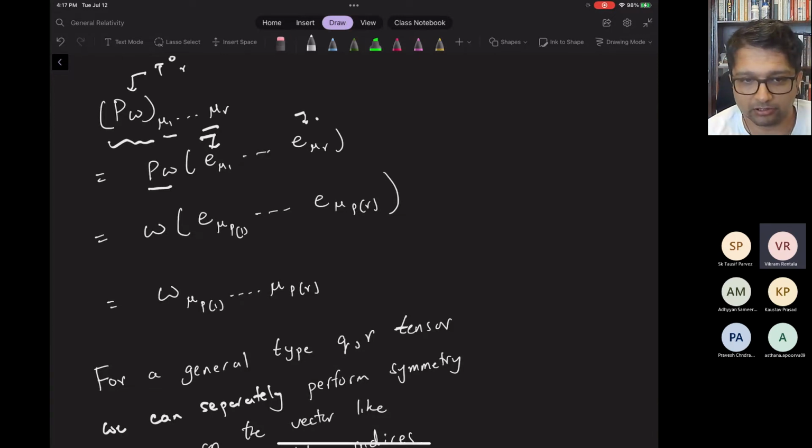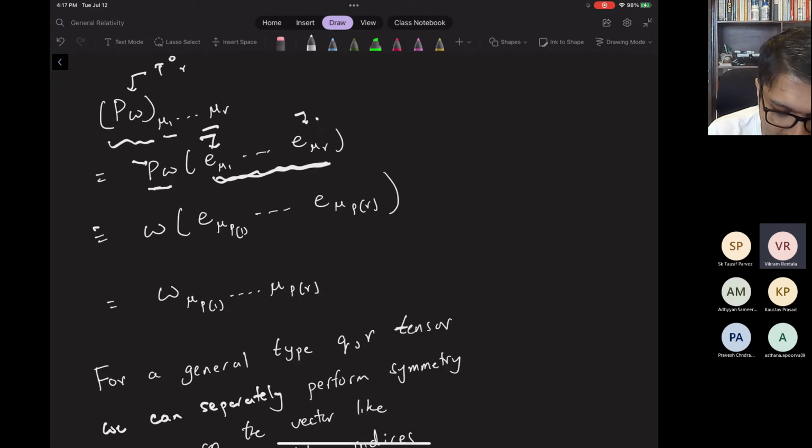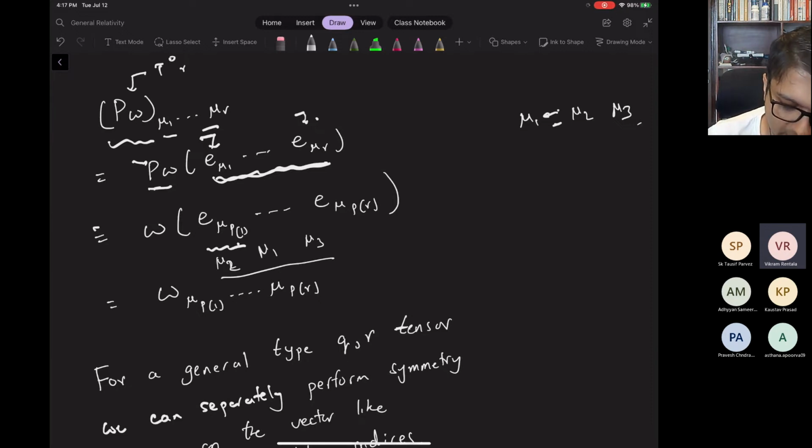By definition, this is equal to omega acting on a permutation of these objects. That permutation is defined by the choice of this P. So the permutation of these objects is e mu of P1 through e mu of PR. So for example, if originally I supplied mu1, mu2, mu3, and my permutation exchanges 2 and 1, now what I have is mu2, mu1, mu3. If that was my permutation, then this is what I'm actually performing.